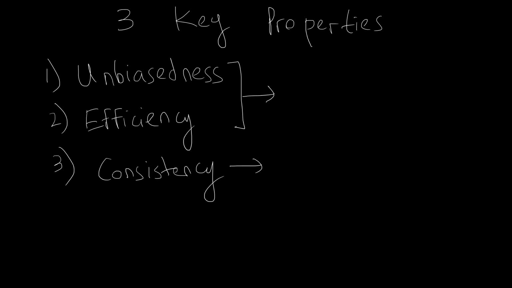So in this video and the next few videos, we're going to be dealing with the first two properties. That is, we are going to be analyzing our estimator for unbiasedness and efficiency only. And later, we're going to be analyzing our estimator for consistency. So these two relate to finite sample analysis.